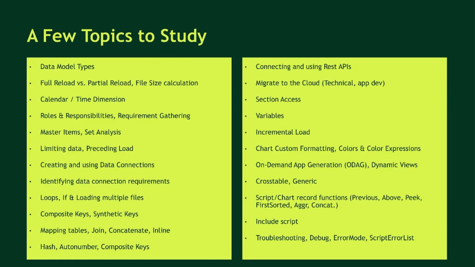And a lot of script and chart record level functions, like functions related to row level. For example, previous, above, peek, FirstSortedValue. FirstSortedValue is not row level, but it's some other kind of function like aggregation, concat, functions in general, mixmatch, color functions, those kind of functions. Include script, which is the include and must_include statement, when to use, how to use it, etc.